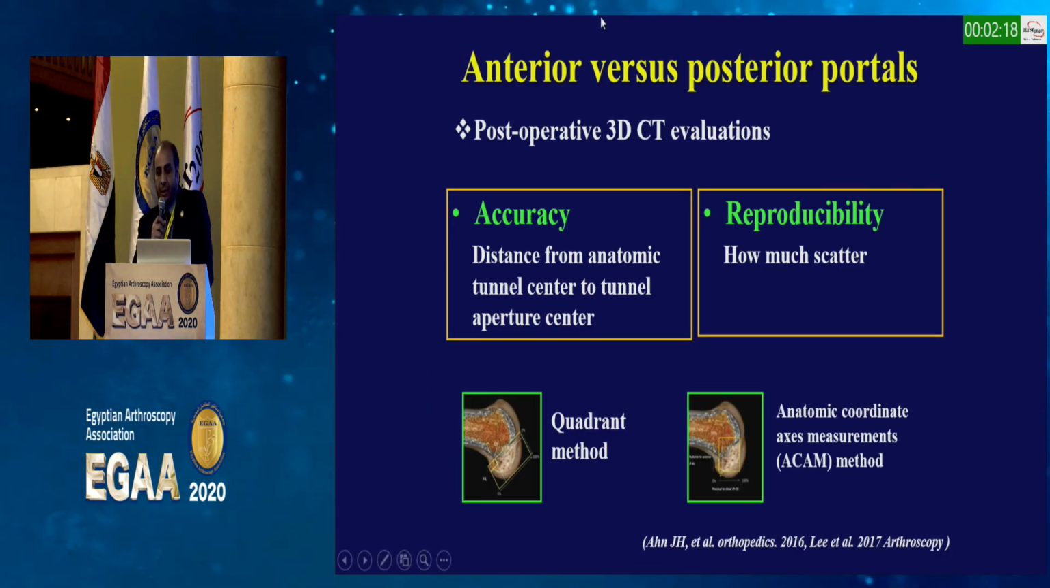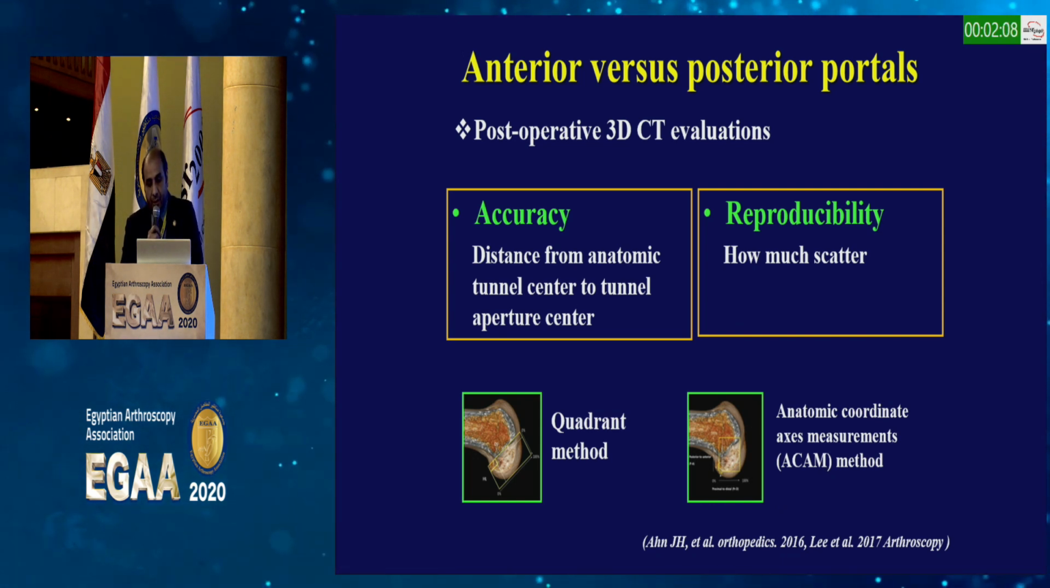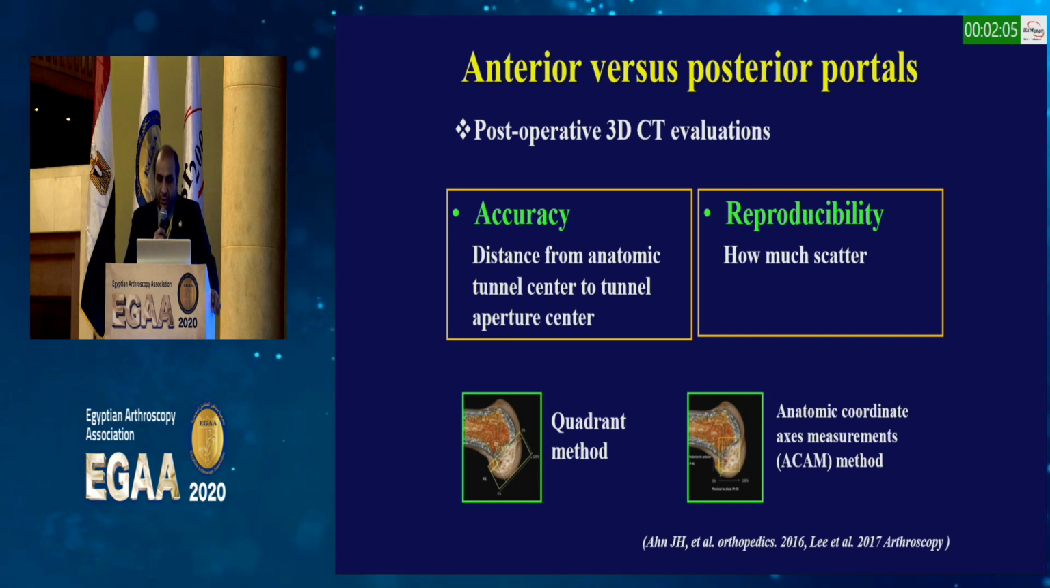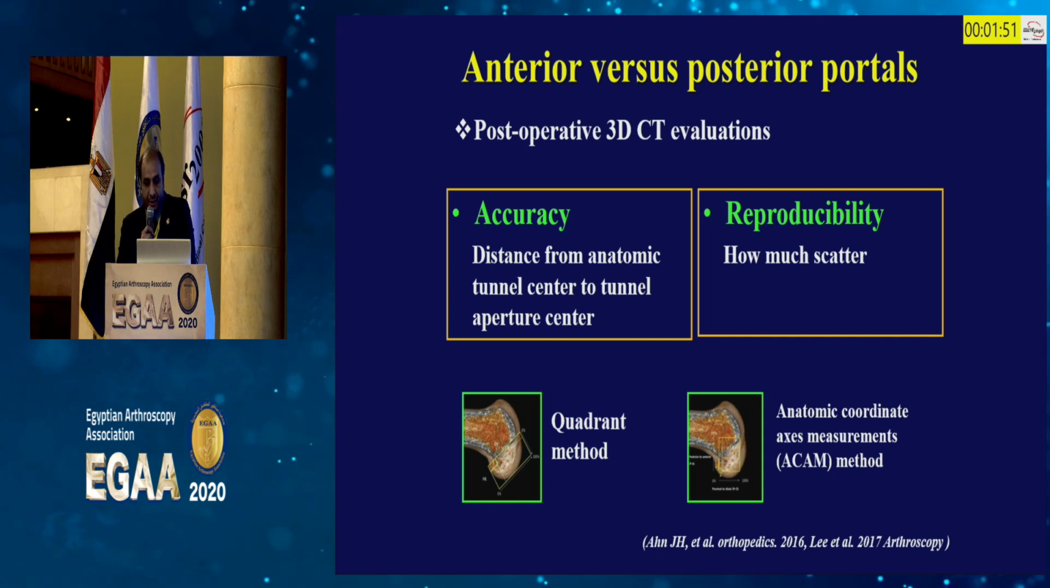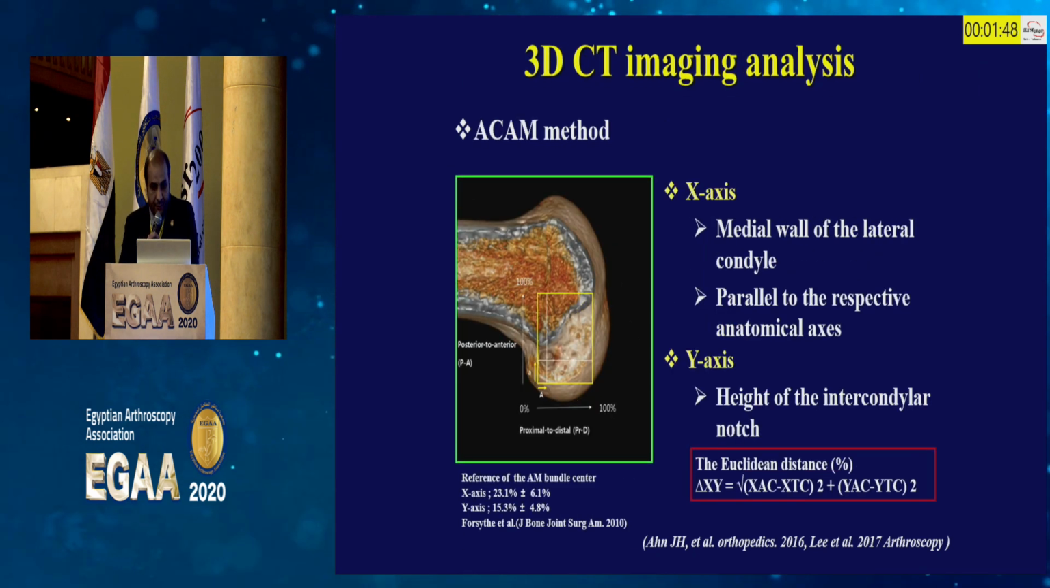In comparison, some studies compared the anterior and the posterior portals: Ahn et al. in 2017 and Lee et al. in 2017, making a comparison between the anterior and the posterior portals using a postoperative 3D CT evaluation by calculating the accuracy and reproducibility. The accuracy is represented by the distance from the anatomic tunnel center to the tunnel aperture center, and the reproducibility by how much scatter. This is the quadrant method and anatomic method.